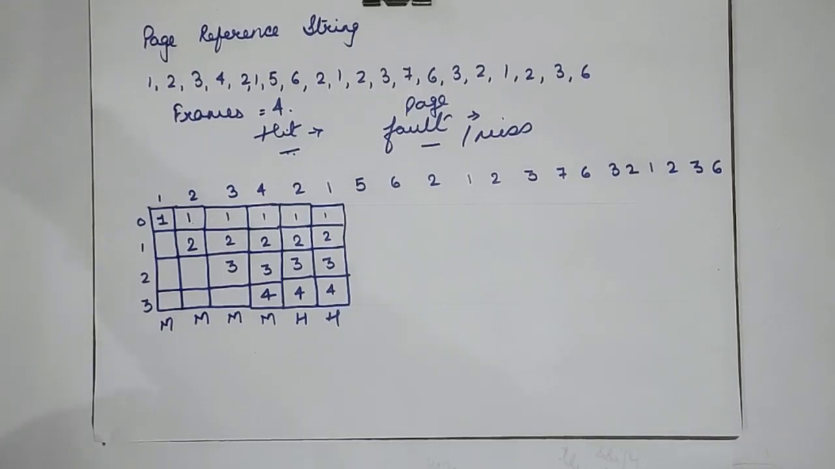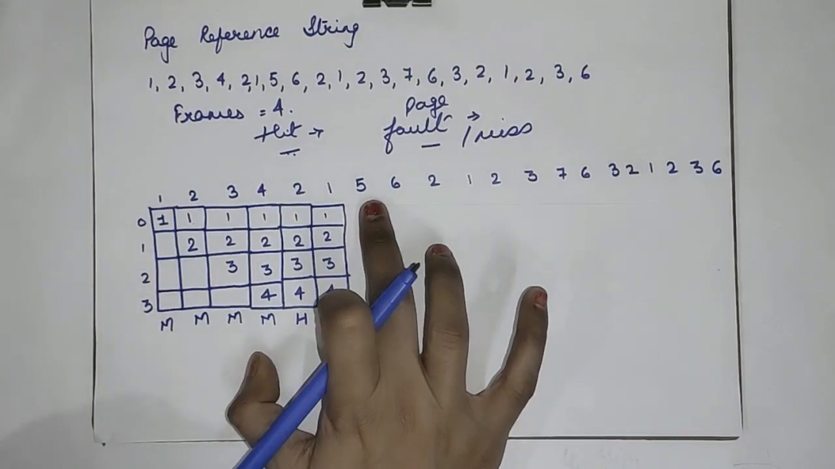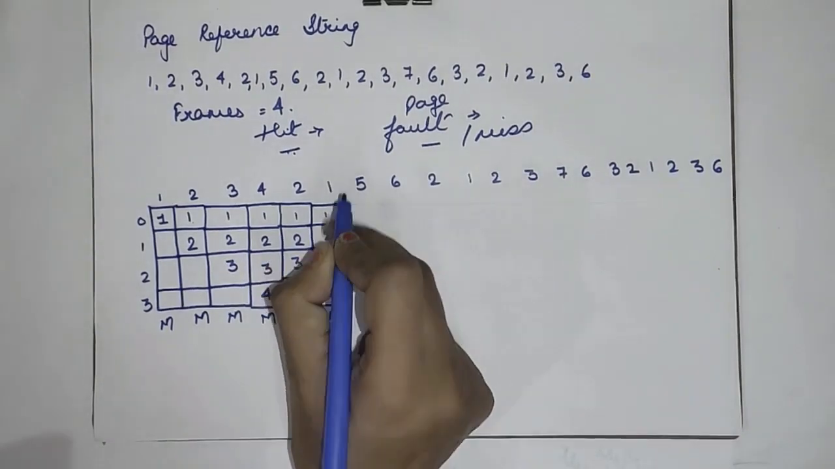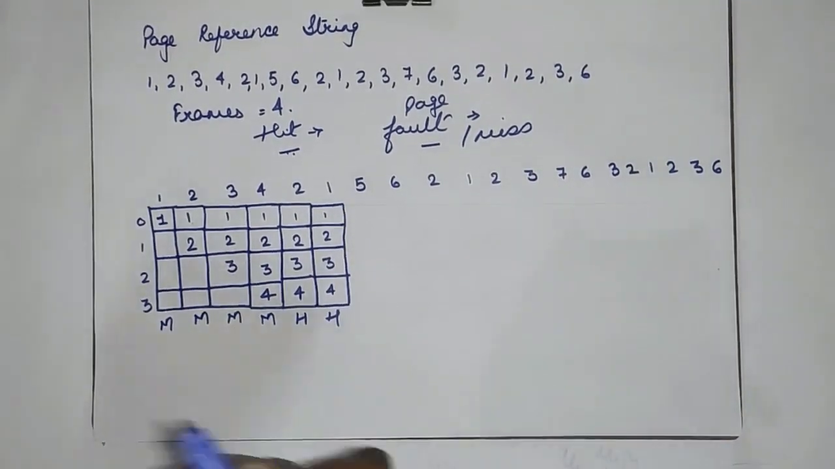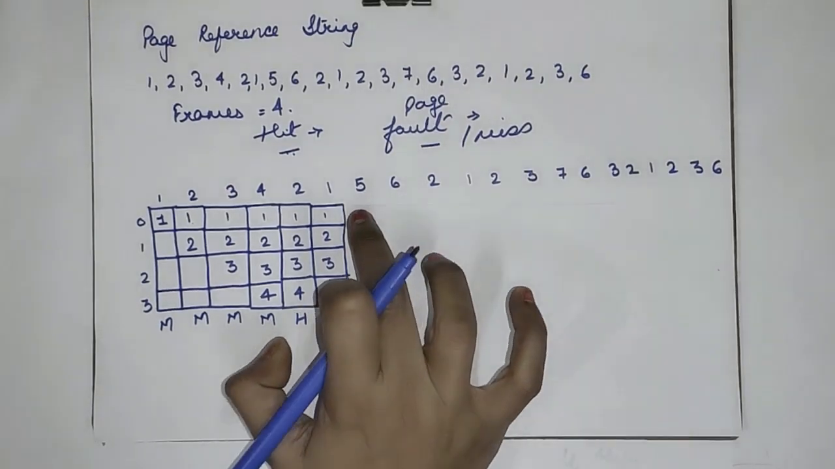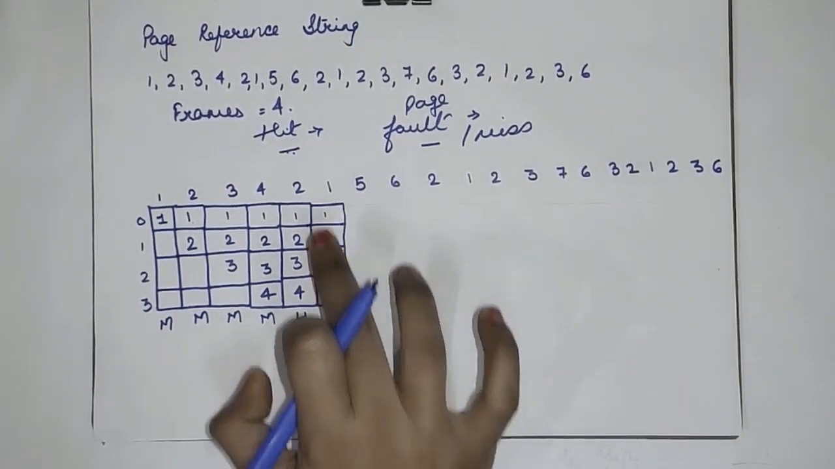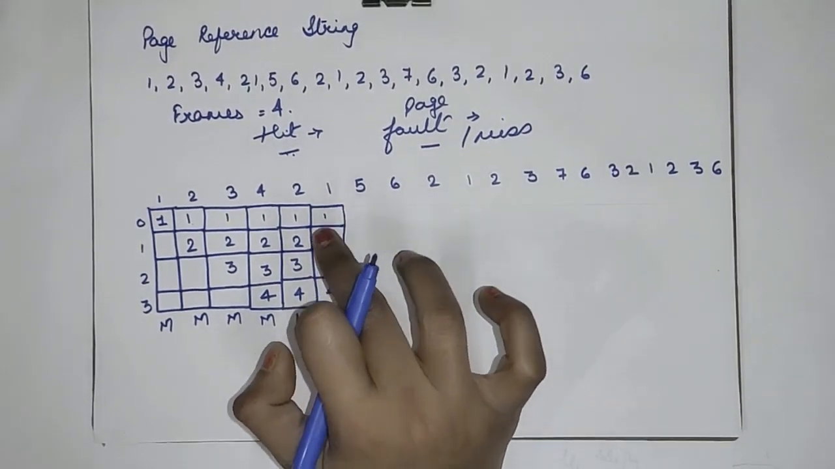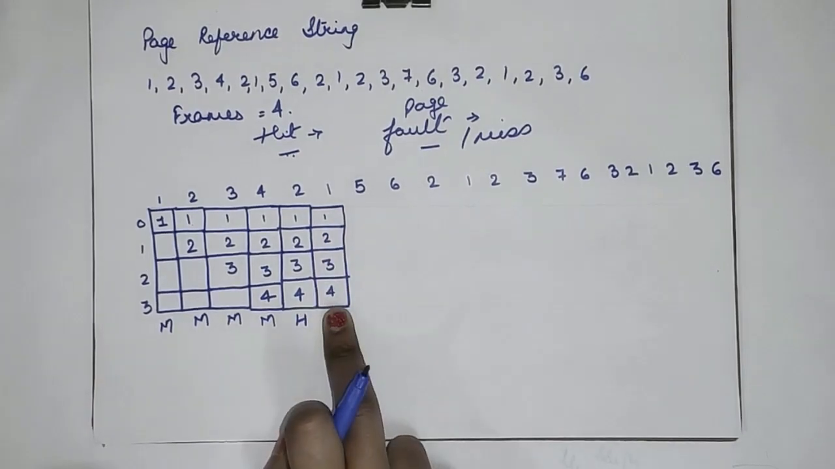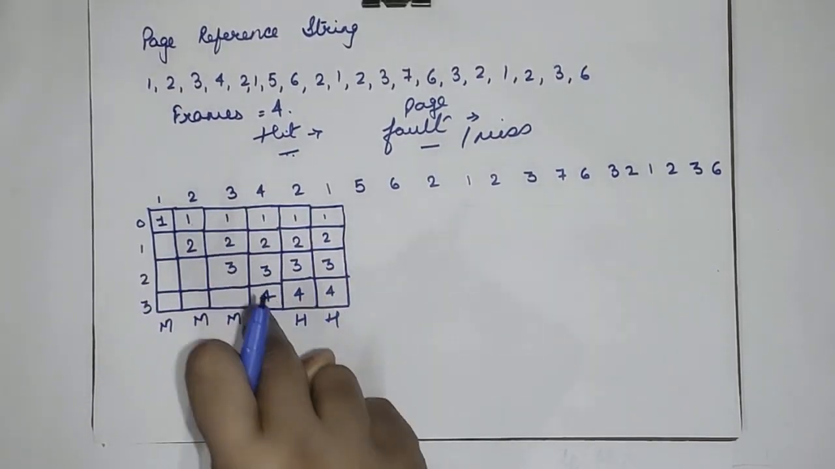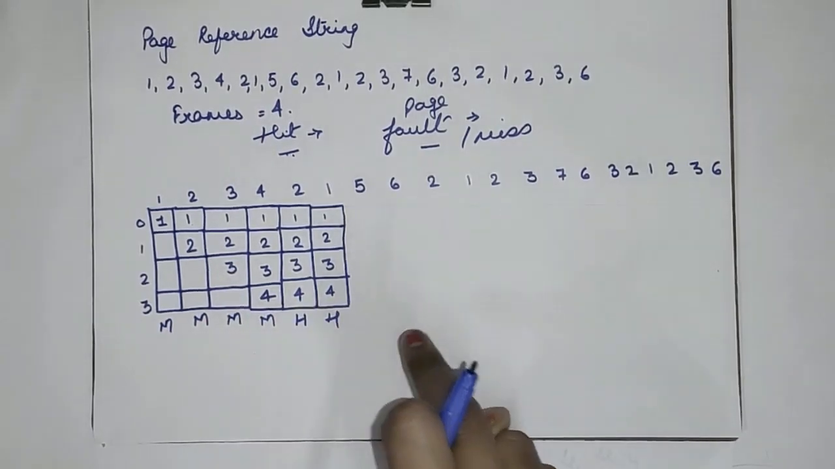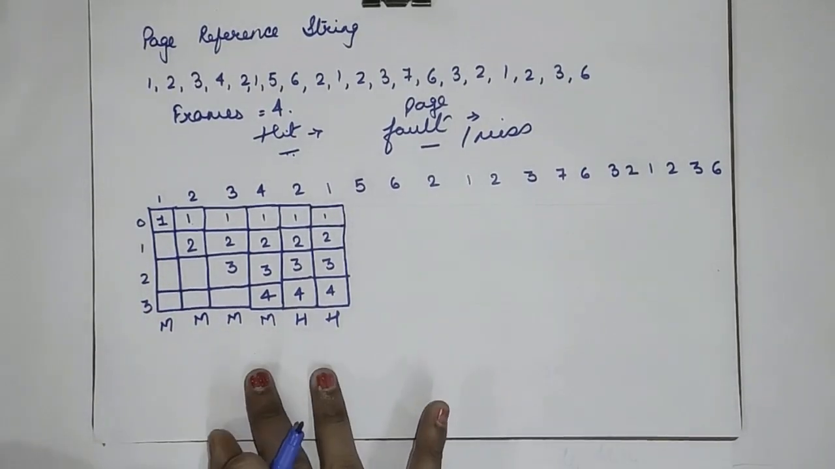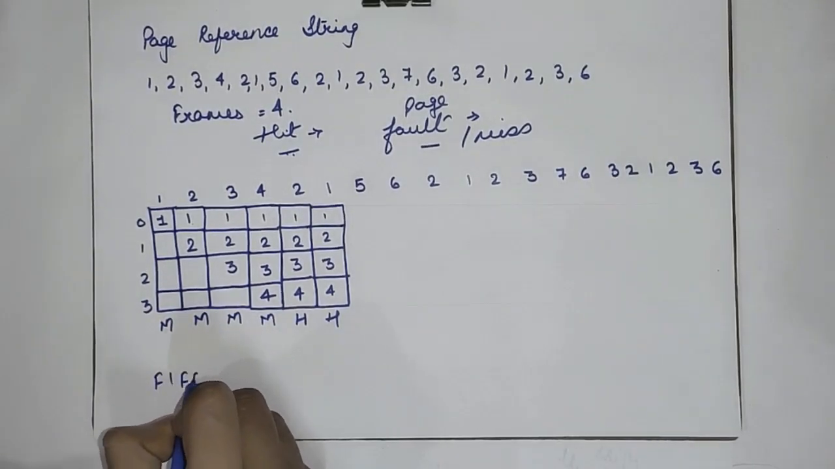Now I require 5 and 5 is not present in memory. So here the concept of page replacement comes. I need 5 to be present in memory, but it is not, so I'll have to remove one of the pages from memory and insert 5. Here the page replacement algorithm comes into play. There are different page replacement algorithms which we are going to learn. The very first one is FIFO.